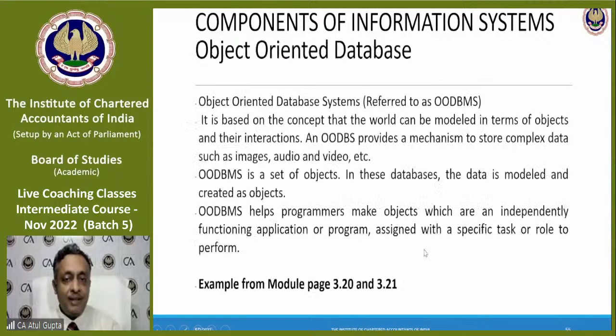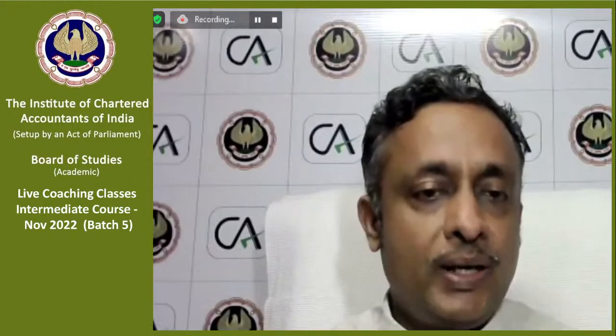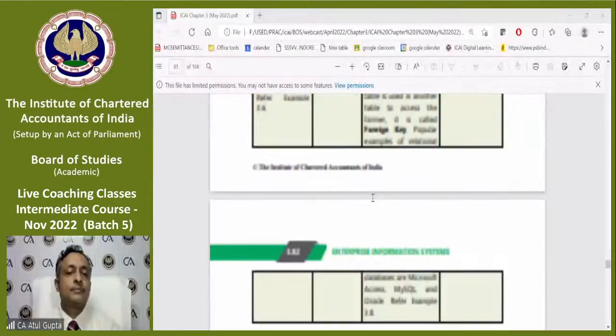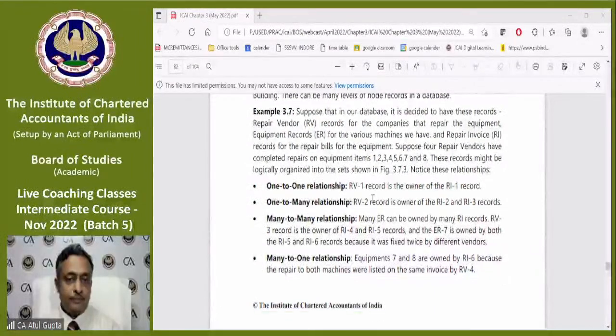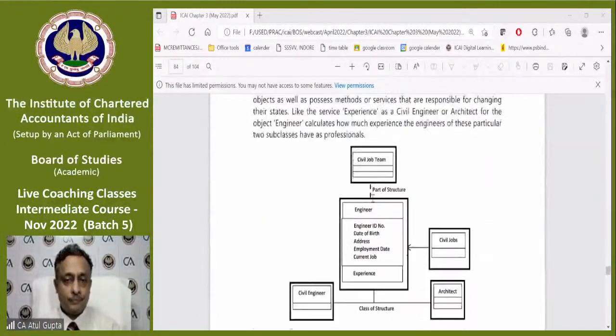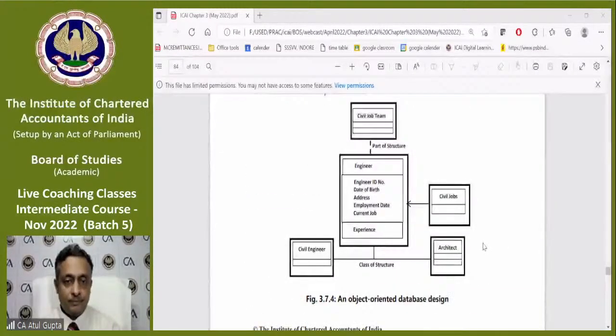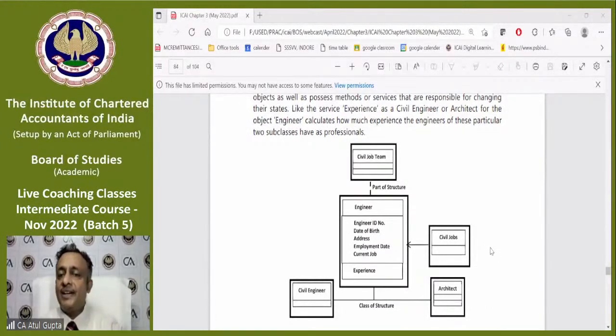As I have written, let me just go to the module. Page 3.0. We don't have much time, but let us go. 3.2 and 1. So this is how they are defining object oriented. We have a good example to share on that. So back to our PPT.